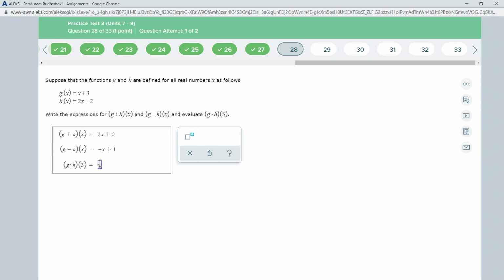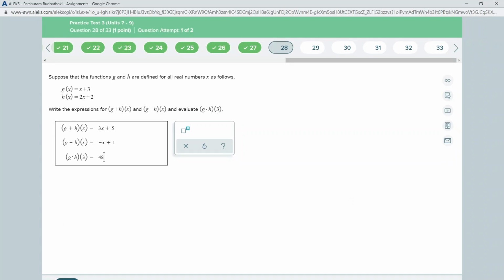And multiplication at 3. So just multiply these two and replace x by 3, or just put 3 and then multiply. It doesn't matter. 3 plus 3 is 6. 3 times 2 is 6 plus 2 is 8. 8 times 6 is 48. So multiply these two functions and put x equal to 3. That will be 48.